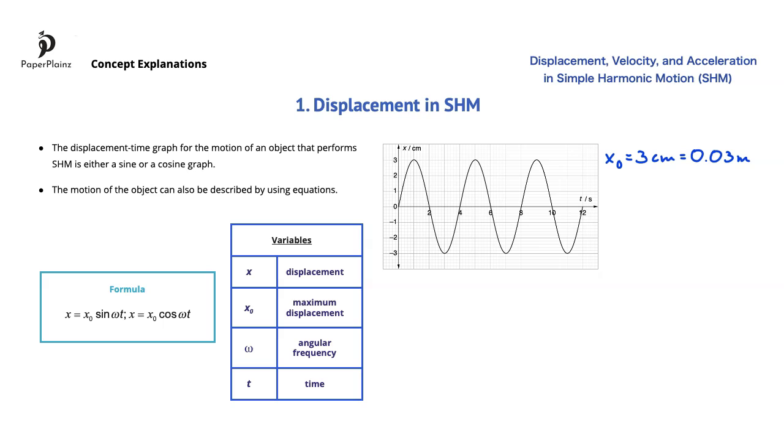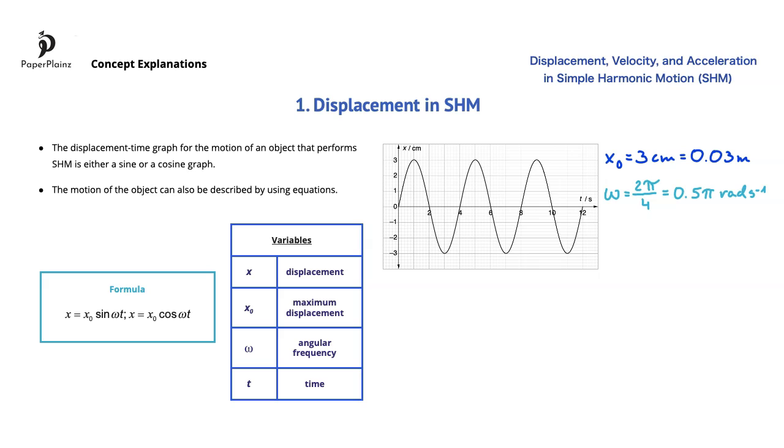We learned in the previous video that angular frequency, omega, is equal to 2 pi divided by the time period. We can see from the graph that it takes the particle 4 seconds to complete one full oscillation. Therefore, omega is equal to 2 pi over 4, and this is 0.5 pi radians per second. Now that we have x0 and omega, the next question is which of the two formulae to use. Do we have a sine graph or a cosine graph?